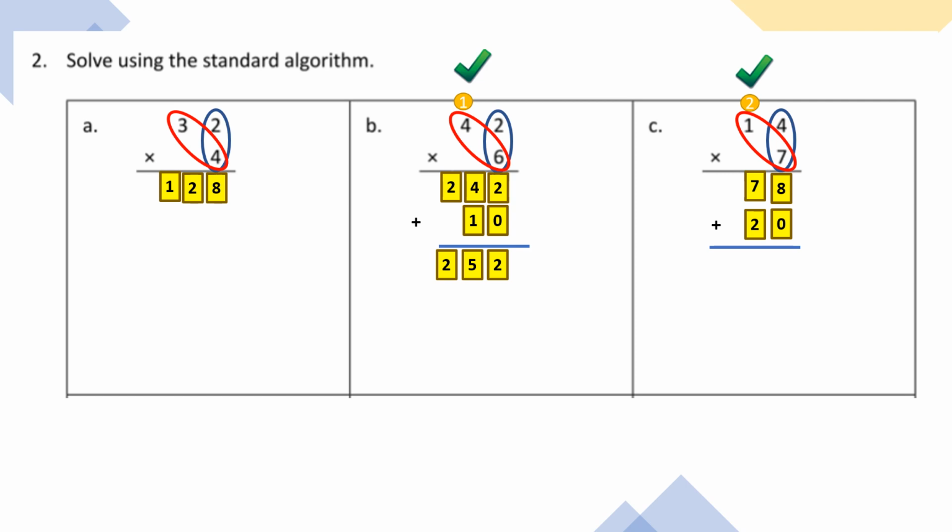Now let's start with adding in our ones place. 8 plus 0 is 8. And 7 plus 2 is 9. So our answer for 14 times 7 is 98.